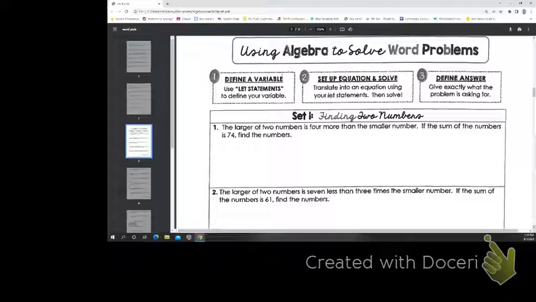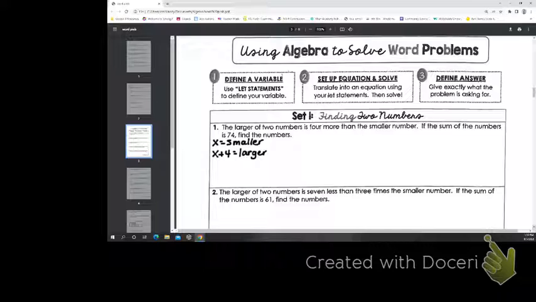So if you have a smaller and a larger, like in this case, they start talking about a smaller and a larger, and we're supposed to find these 2 numbers, it is going to be easiest to let x be the smaller one. So I'm going to let x be my smaller number, and then what does it tell me here? It says the larger is 4 more than the smaller. So I can say that x plus 4 is the larger number.